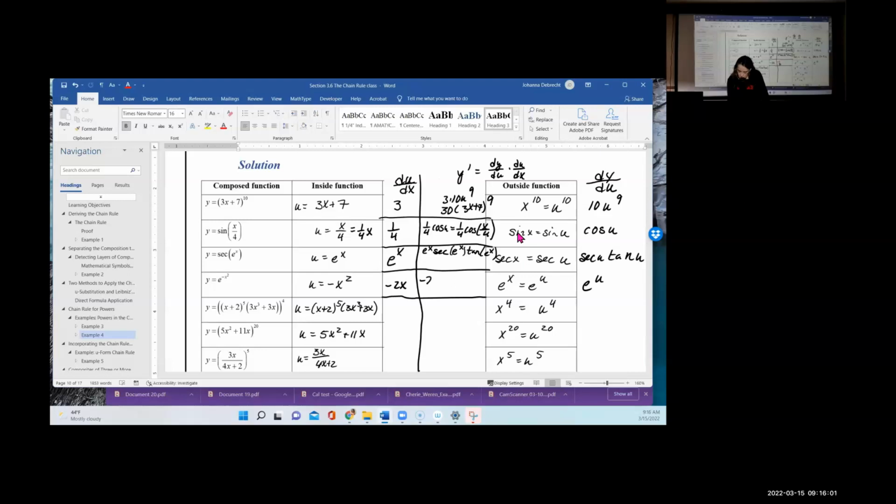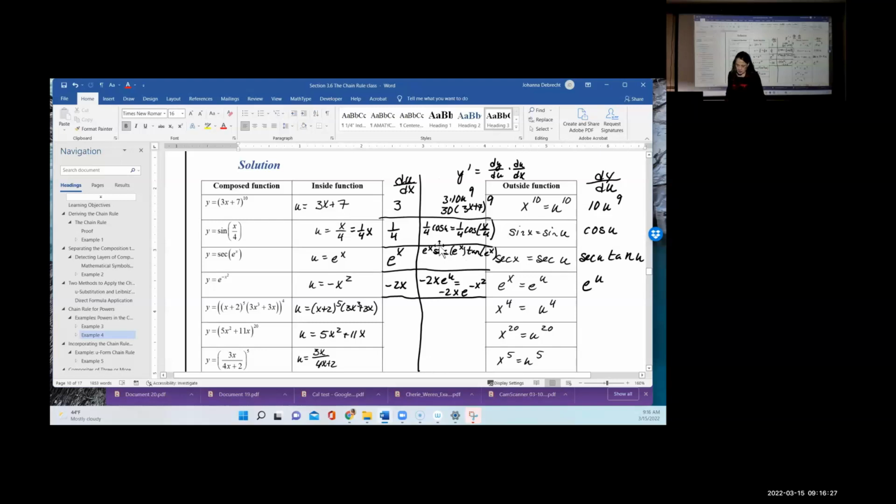So we take our product, negative 2x e to the u, which becomes negative 2x e to the negative x squared. So again, you're substituting the inside function back in place of u in the outside function's derivative, and then multiplying by the derivative of the inside function.